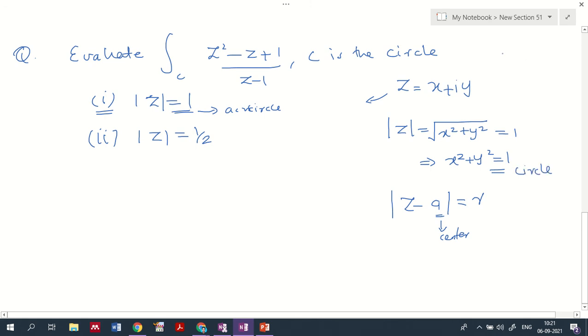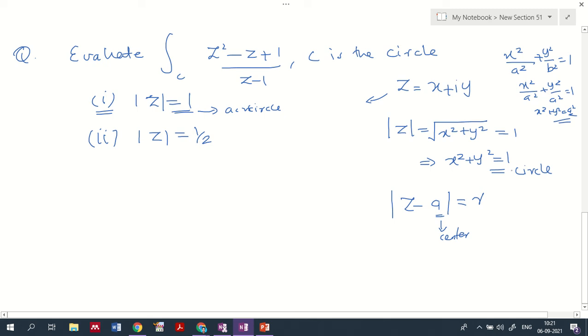If it is an ellipse, how do we represent it? x square divided by a square plus y square divided by b square equal to 1 will be there. If it is a circle, then we'll have x square divided by a square plus y square divided by a square equal to 1. So that is x square plus y square equal to a square, which means a is representing the corresponding radius of that circle.